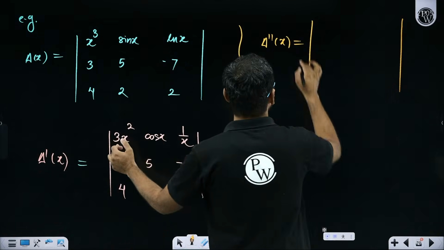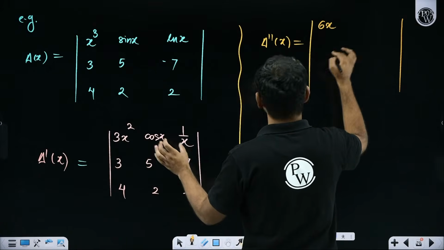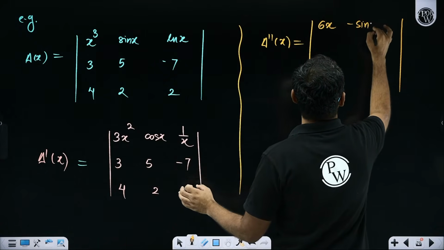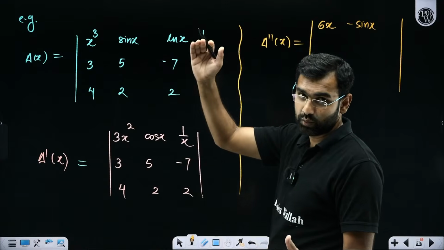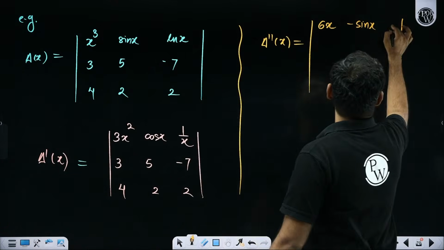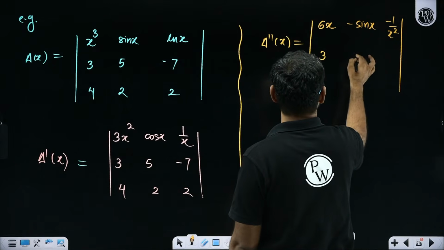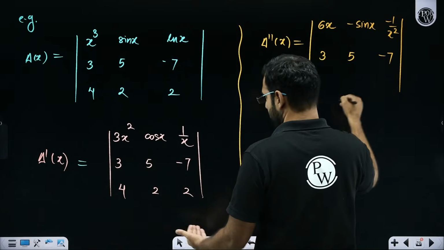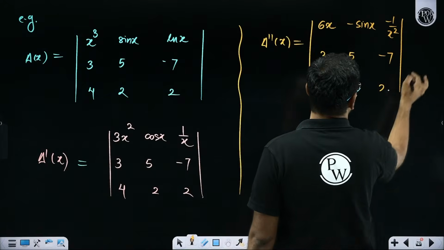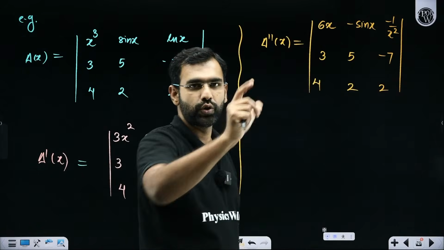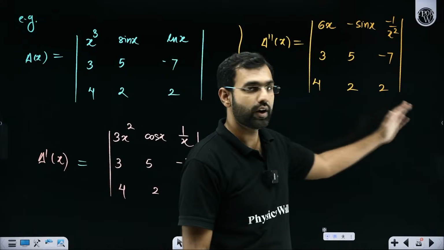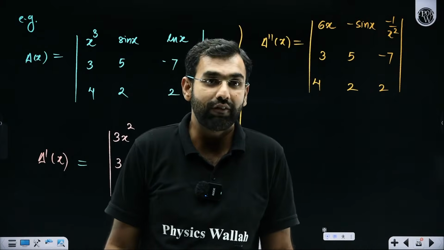So derivative of 3x square will be 6x. Derivative of cos x will be minus sin x. 1 upon x is what? x to the power minus 1. It is minus 1 upon x square. And there you have all the constants as it is: 3, 5, minus 7, 4, 2, 2. Plus derivative of second row 0, 0, 0, plus derivative of third row 0, 0, 0. So I don't have to write it.